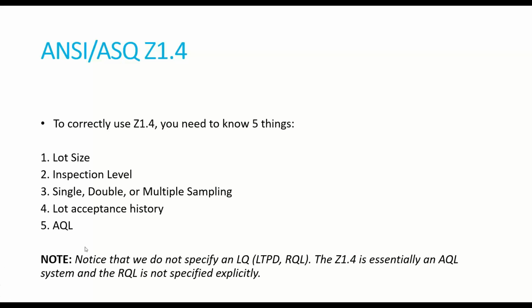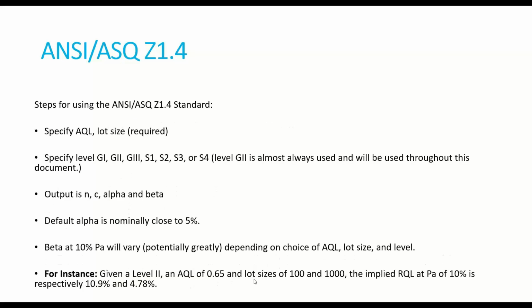Now we need to know our lot size, which we always will. Inspection level, single, double, or multiple sampling. We'll look at single. Our lot acceptance history would be good to know, and our AQL. Okay, we don't need to specify the LQ. It's essentially an AQL system, and the RQL or the LQ, LTPD, is not specified explicitly. We're going to use tables. Let's go ahead and look at this really quick.